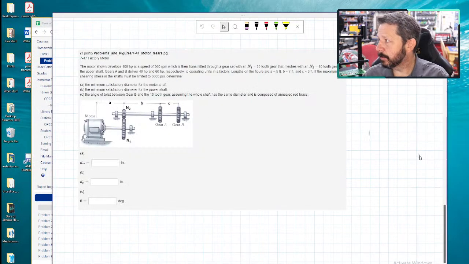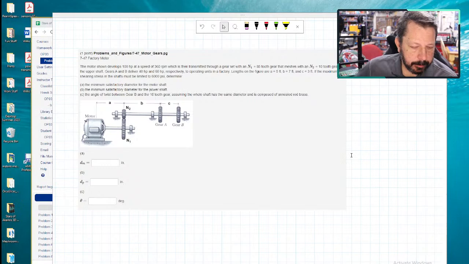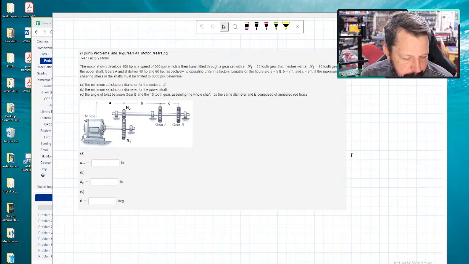All right, so let's make sure that you're looking at the same thing. Yes, you are. All right, so we've got a motor. So this is like an AC or DC motor. Looks at that size, it's probably an AC motor, alternating current. It is a 100 horsepower motor, so it's a bigger, beefier motor. Speed of 360 RPM, so it's spinning relatively fast. And then that power, however much that 100 horsepower, is being transmitted through this gear set.